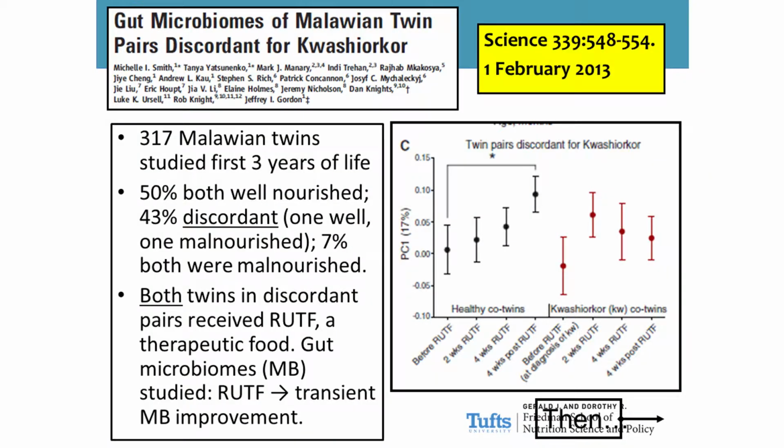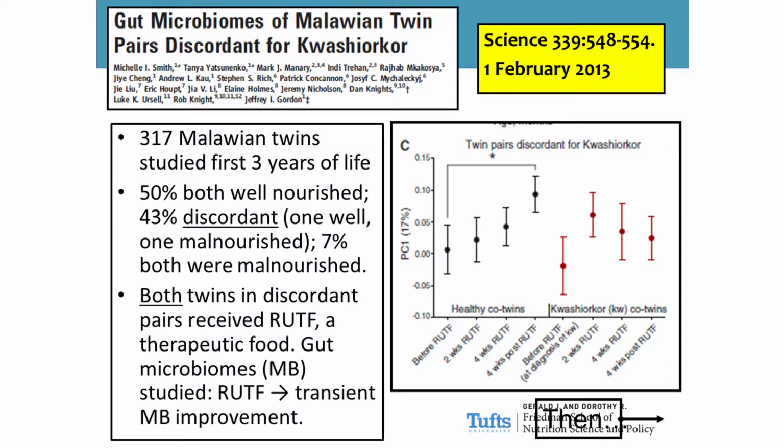And why is this important? This is a study that came out in 2013, which is the first one that really highlighted the importance of the gut microbiome. This is the microbiome study in Malawian twins who were discordant for kwashiorkor, which is bilateral edema with acute malnutrition. That's another way we can use the terminology for that. And what you have is basically one of the children was suffering from kwashiorkor and the other one was not. They studied them in the first 3 years of life, and about 50% of them remained well-nourished.